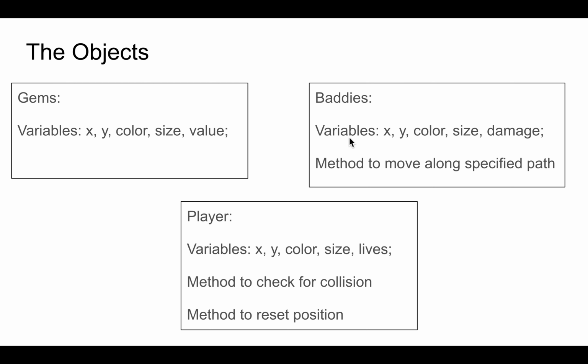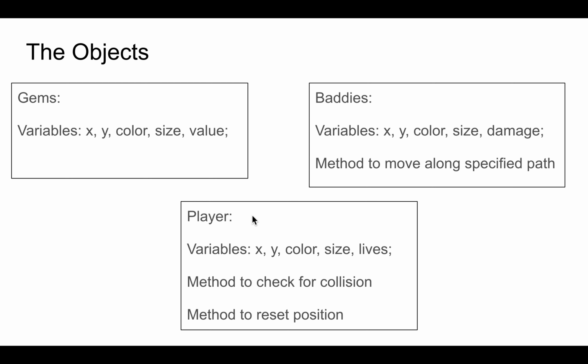For our baddies, we're going to have that same idea of the structure of the different variables. So an X, a Y, a color, and a size. Maybe that color later on will be an image. And for our baddies, we have some damage. And basically that is the opposite of value. It's what the baddies will take away from the player's life. So how many lives will they decrement from the player if they are collided with? And the baddies need some kind of a method in order to be able to move. If you noticed in the game, they were moving along some specified paths, so they needed some way to be able to move throughout their game.